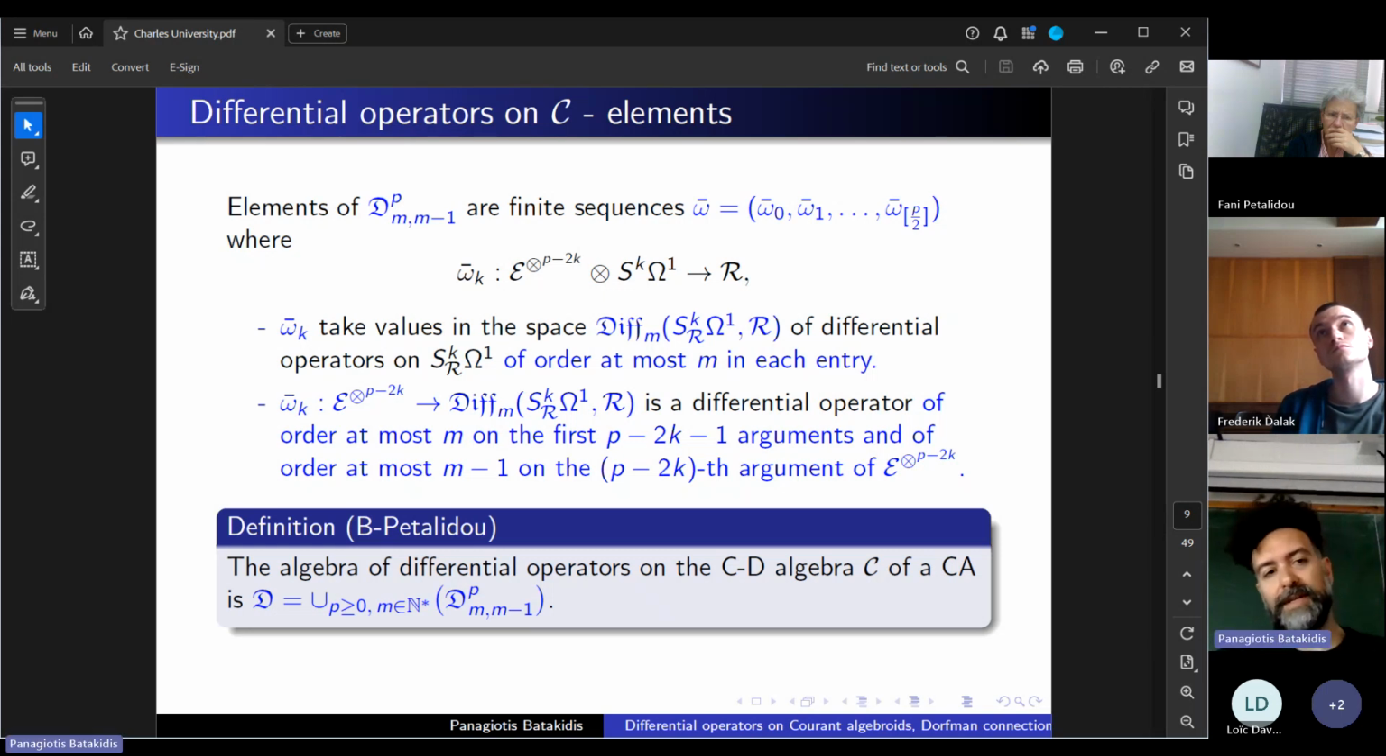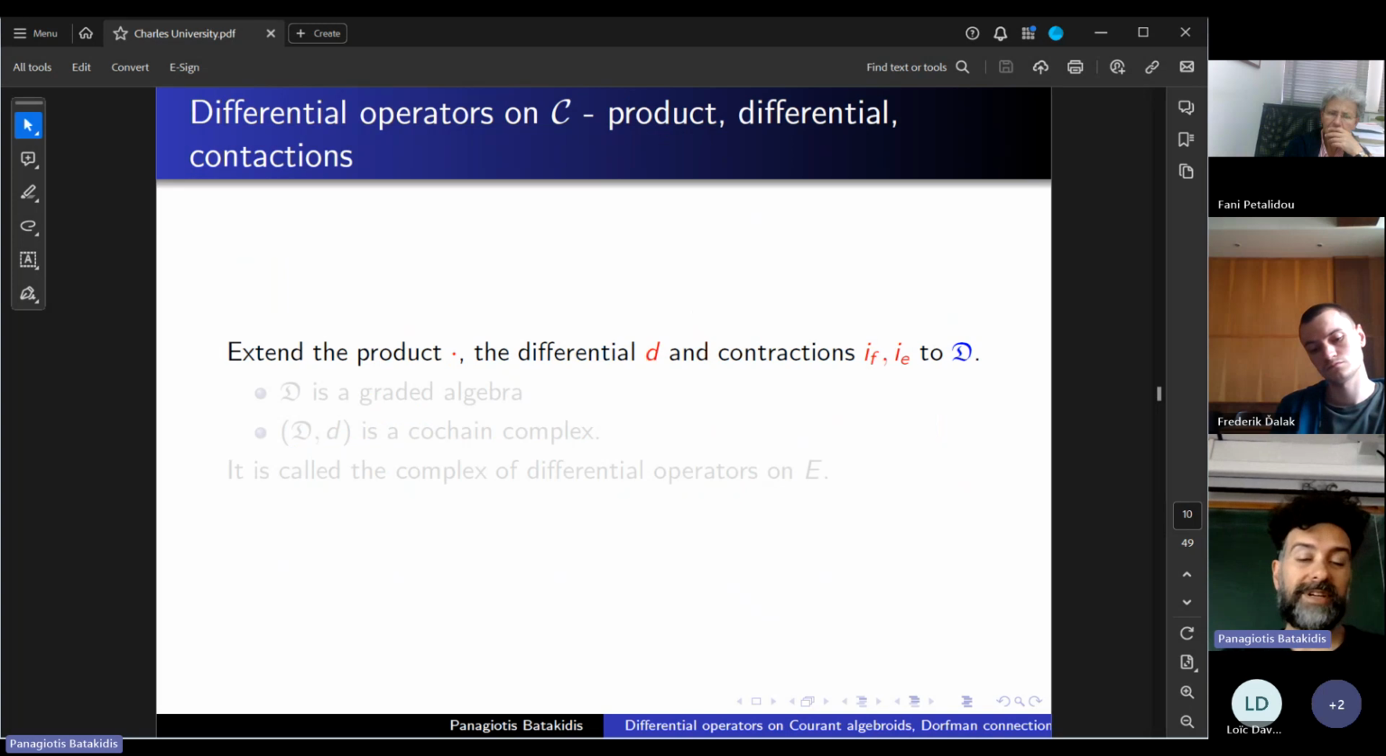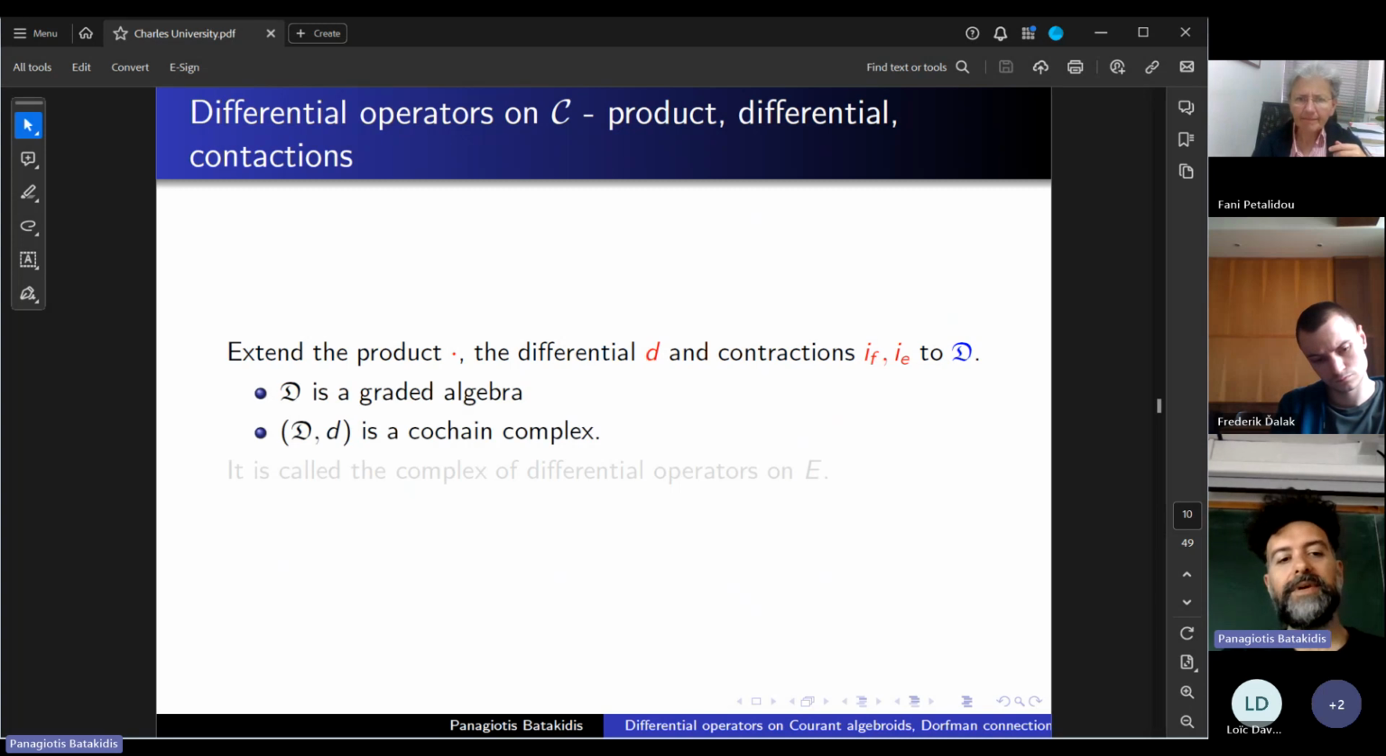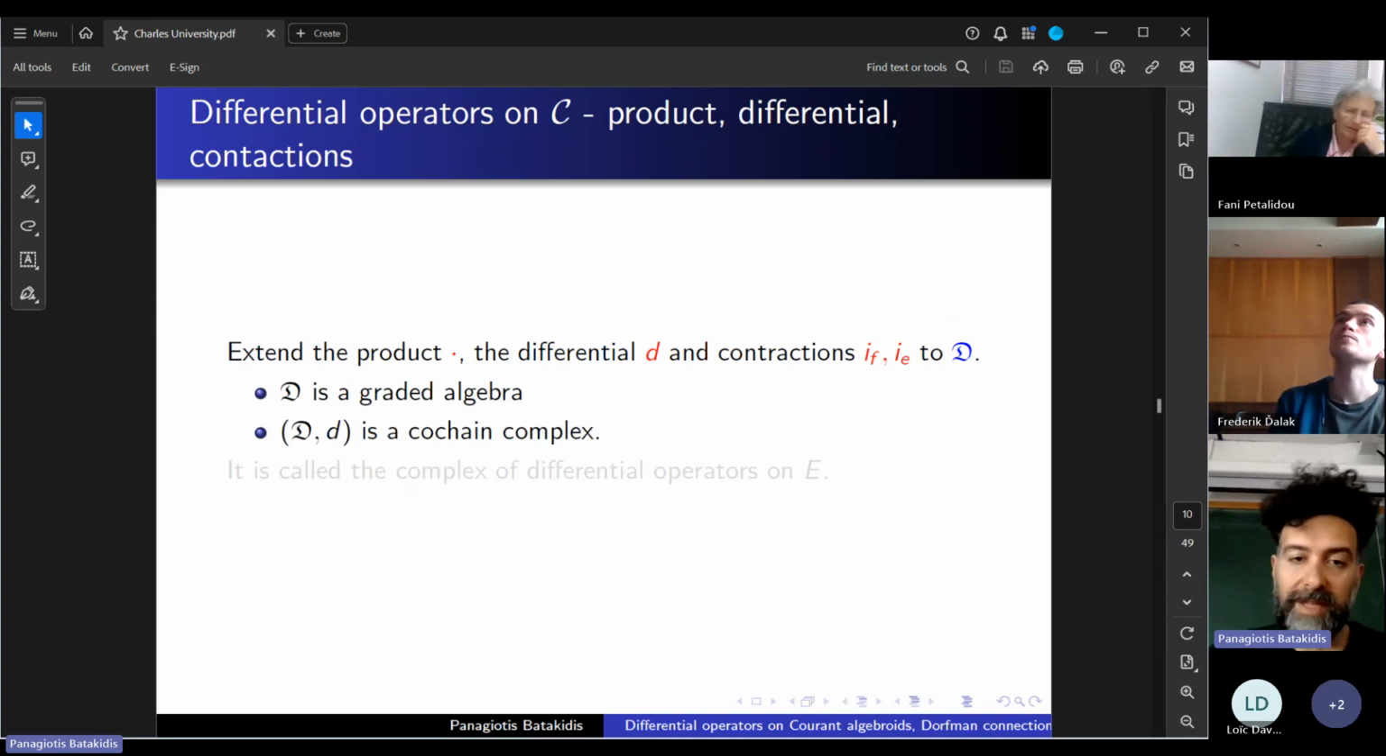So I'm following the same line as I was doing before. I first discussed the elements of this new thing. And this is the basic difference from before, because you can extend the product, you can extend the differential and the constructions that you had before in a more or less natural way. You can extend them from the Courant-Dorfman algebra to D, the differential operators, and then this D becomes a graded algebra, and with the extended differential, it becomes a cochain complex.